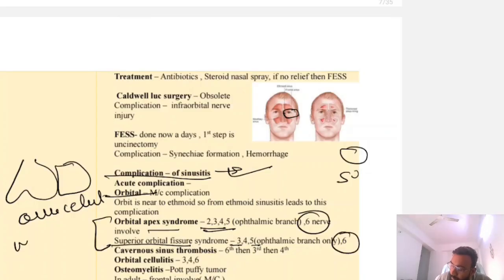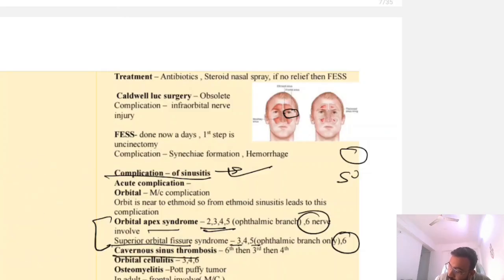We have read about these terms in anatomy also. Next is cavernous sinus thrombosis. So what is cavernous sinus thrombosis? It involves first the sixth nerve, then the third nerve, then the fourth nerve. So this is the sequence of the nerves affected in cavernous sinus thrombosis. These are all complications of sinusitis.